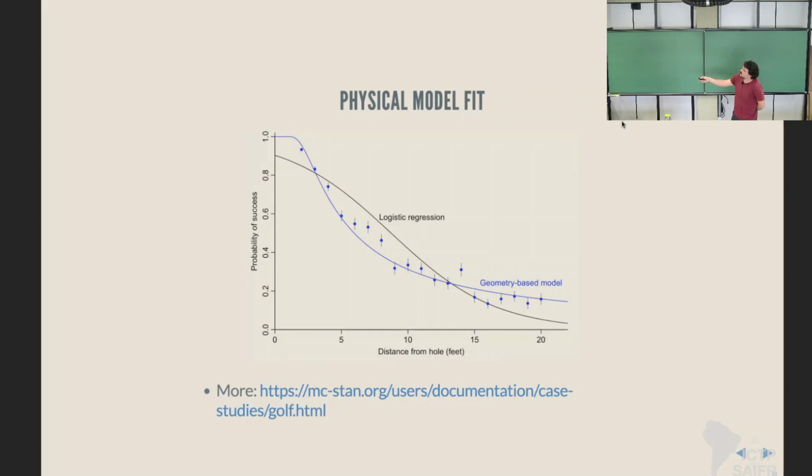So crucially, if the ball is very close to the hole, it's very easy to hit, right? So if it's in the hole, you already hit it. And this decay looks a lot better than the logistic one. So this is a model that makes better predictions with fewer parameters by using relevant physical aspects of the system that we're studying, right?